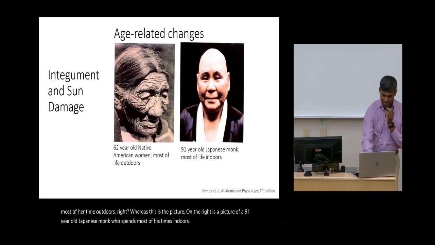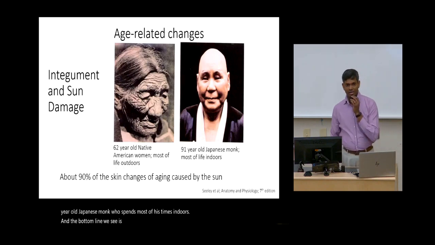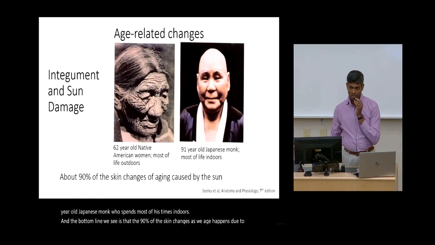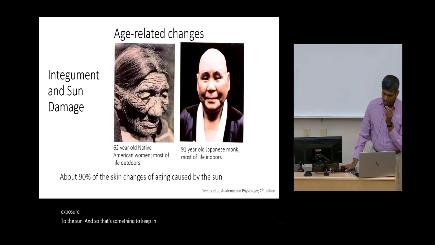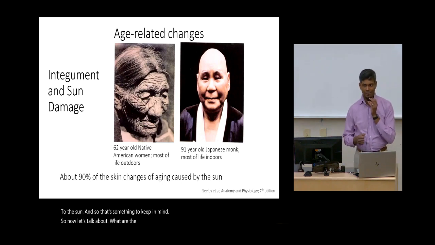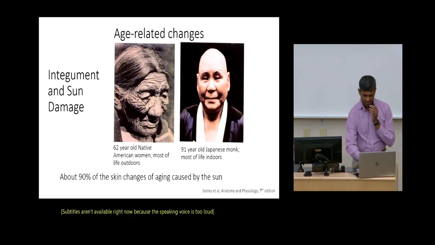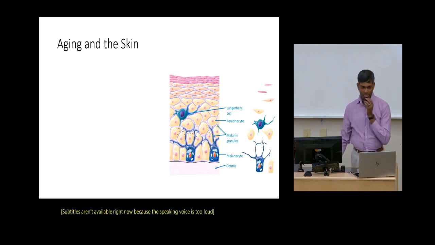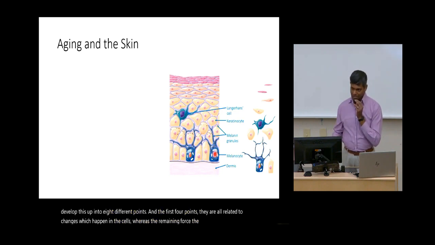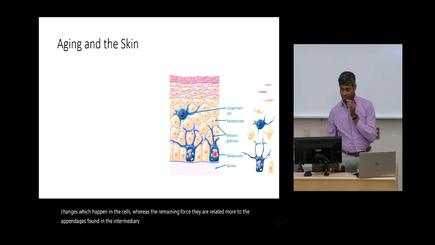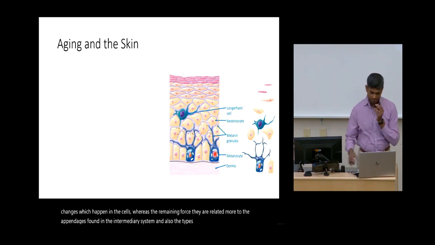And the bottom line we see is that 90% of the skin changes as we age happen due to exposure to the sun, right? So that's something to keep in mind. So now let's talk about the various changes which happen with aging, and you can divide this up into 8 different points, right? The first 4 points are all related to changes which happen in the cells, whereas the remaining 4 are related more to the appendages found in the integumentary system and also the types of tissue found there.